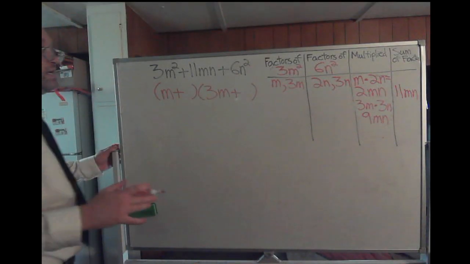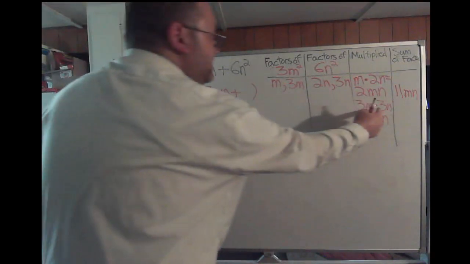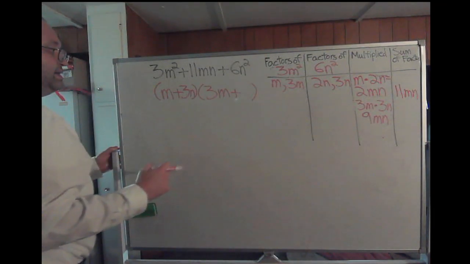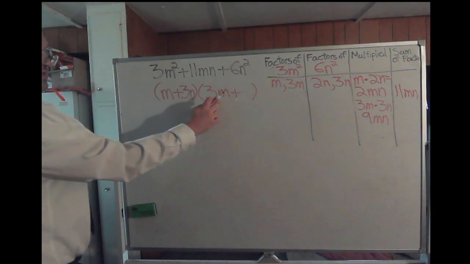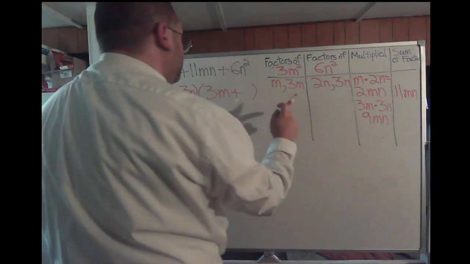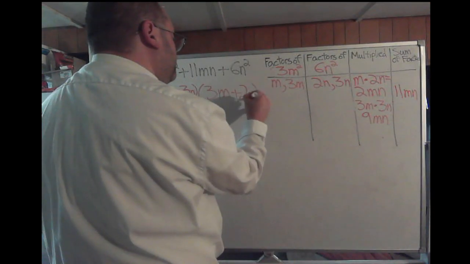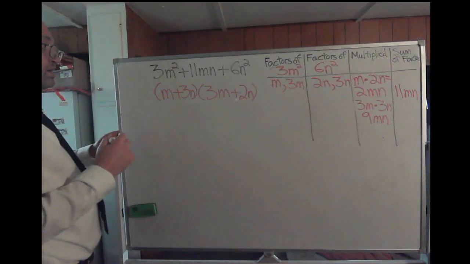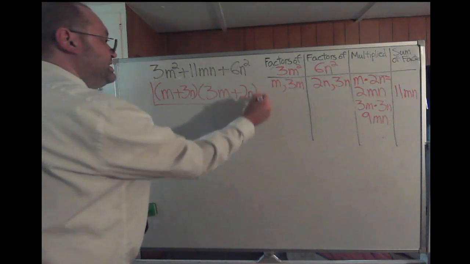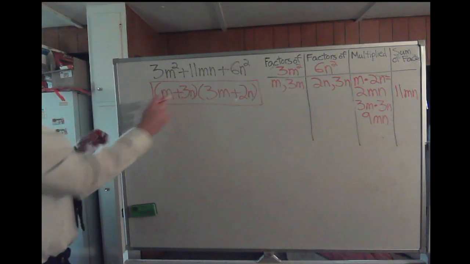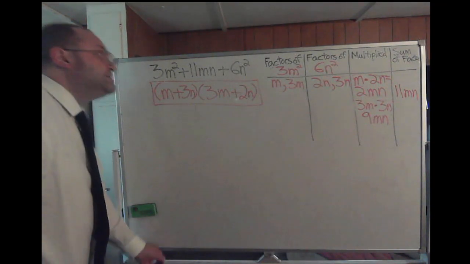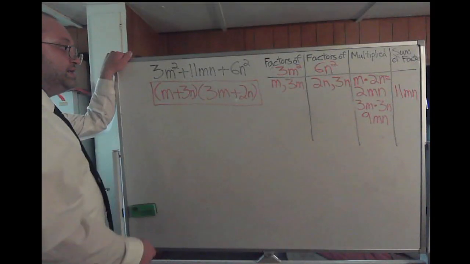Alright. So we multiplied 3m times 3n, so that means you're going to have m plus 3n for your first quantity. You can take the 3n and multiply that by the 3m, you'll get your 9mn, which just leaves you with the m times 2n. So the answer you should get for this would be the quantity of m plus 3n times the quantity of 3m plus 2n. That's the answer you should get when you factor it.